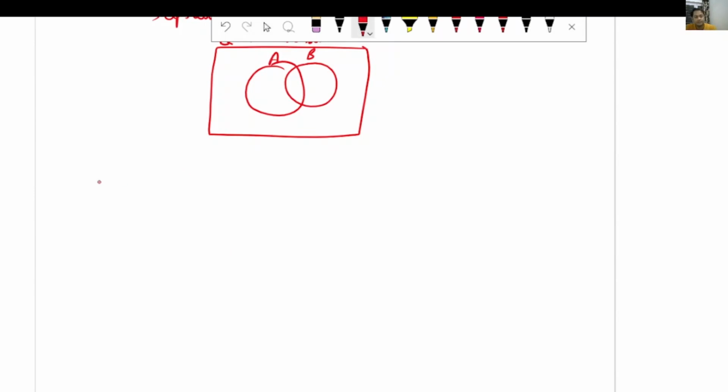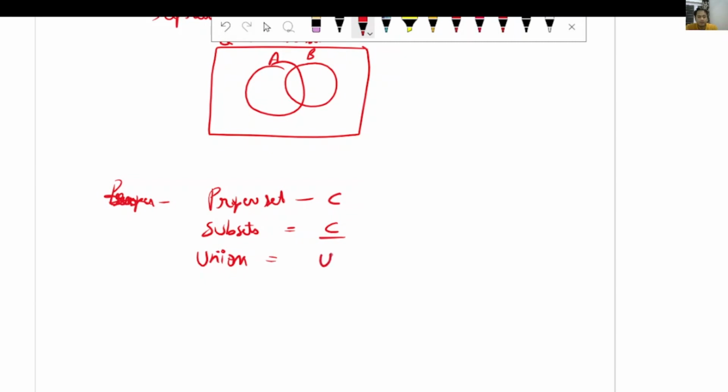Now let's go to the terminology. Here we have some symbols which we always use. For the proper set, I'm writing again, for the proper set we have a symbol like this. For subsets we have a symbol like this. For union, A union B, we have a symbol for that, which is U. And for intersection we have a symbol like this.